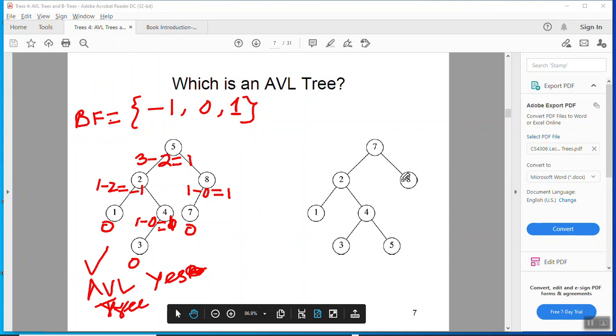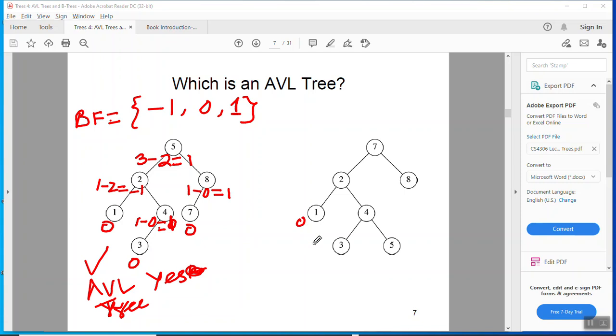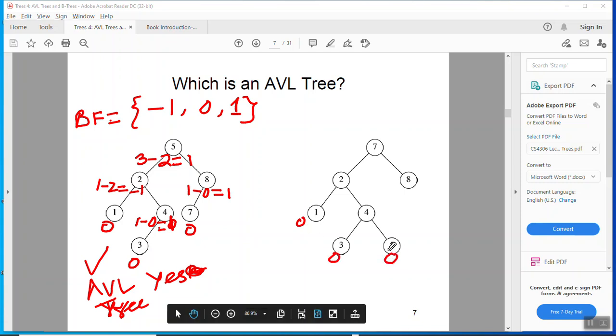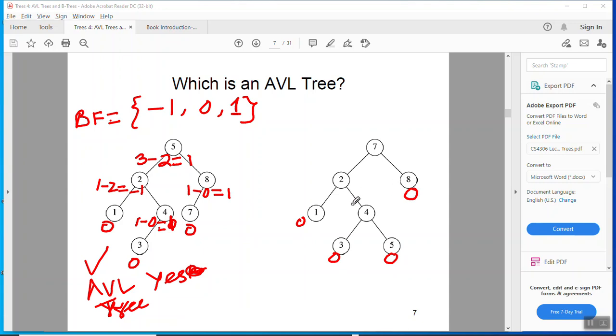Okay, how about the right side one? Let us see whether it is an AVL tree or not. This balance factor is 0, this is 0, this is 0, this is 0. So all leaf nodes have balance factor 0. How about this one? The left height is 1, the right height is 1, so 1 minus 1 is 0. For this one, the left side is 1 minus the right side 2, equals -1. It is okay.